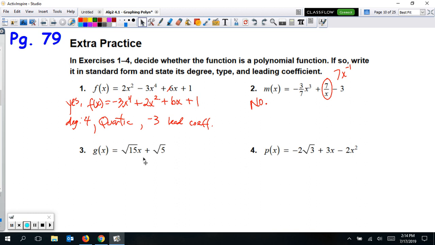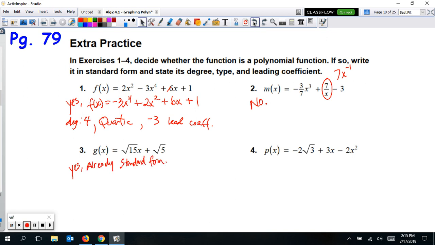Number 3, there's no negative exponents. These numbers here are real. They're not imaginary. There's no negative underneath here. So if it was a negative 15 under there or a negative 5, then it wouldn't have been. But this is fine the way it is. So these are real numbers. Square root of 15, square root of 5 are real.